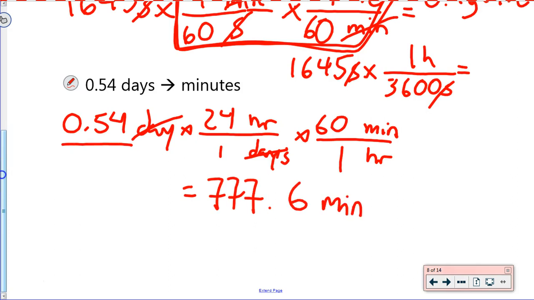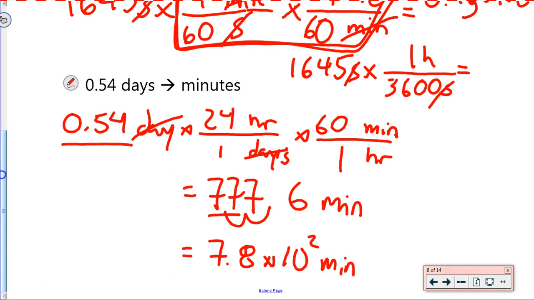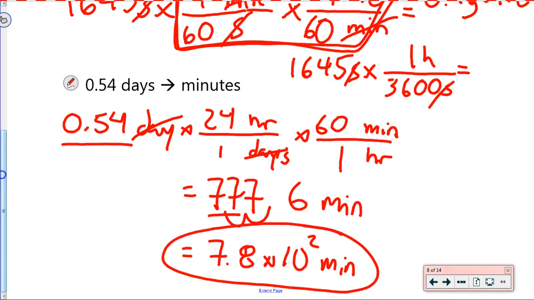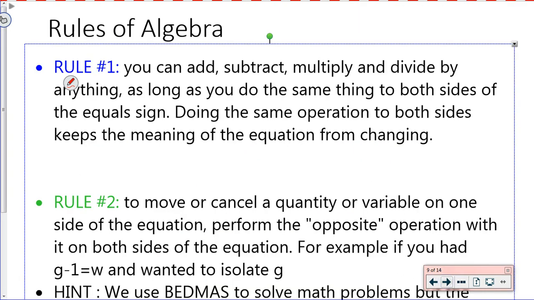minutes. Obviously we have 2 significant digits in the question, so we're going to go into scientific notation and see 7.8 times 10 to the 2 minutes. Done. Nice and easy. Guys, practice it. The more you practice this, the easier it gets, the faster it gets, and the less likely you are to make a mistake. Rolling right along.